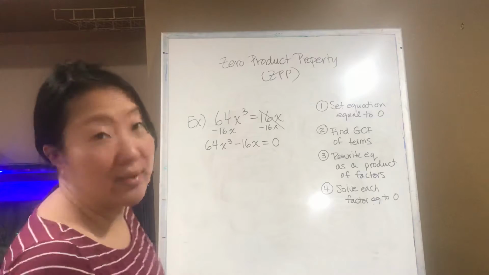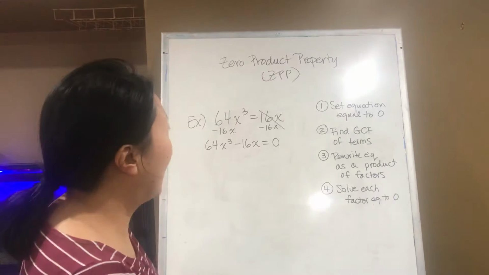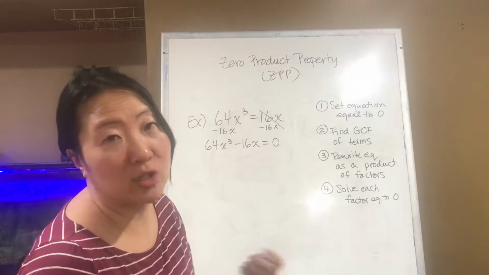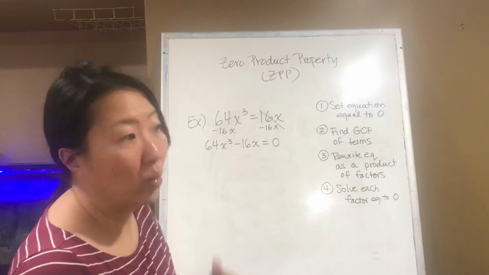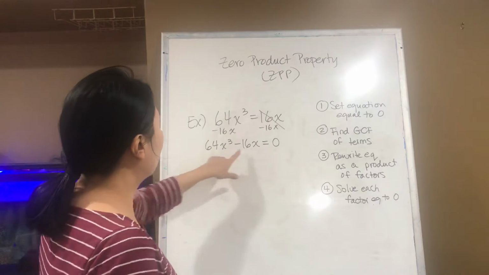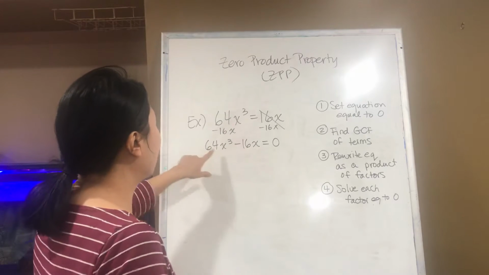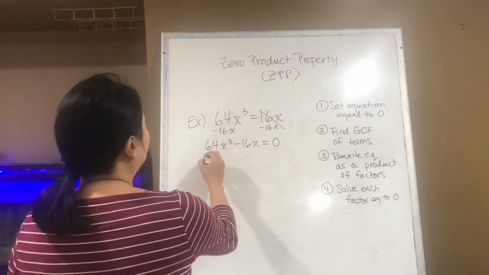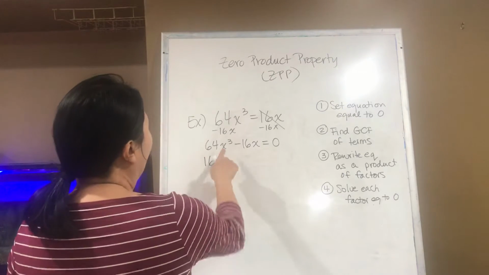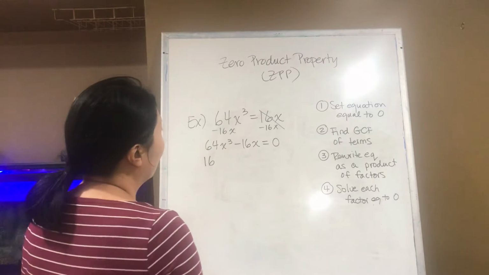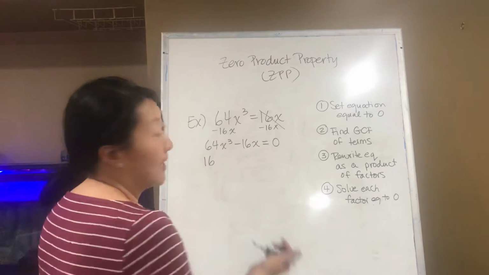The second step is to find the GCF, or greatest common factor, of the terms. So number one on the skill sheet actually is just asking you to work on GCF. So the way we do that is we look at the coefficients. So what is my GCF of 16 and 64? It's actually 16. And then I look at my variables, x cubed and x, and I pick the one that has the lower exponent. In this case, it's x.